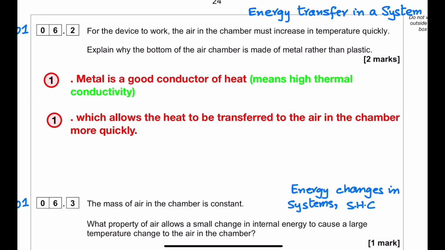The property of the air which links the internal energy and the change in temperature is called the specific heat capacity. But if you look into the question, there is a small change in energy and a large change in temperature. It means that the air transfers energy very quickly. We will say that the air has a low specific heat capacity value. It means that it can transfer the energy very quickly to raise the temperature. Let's see the model answer.